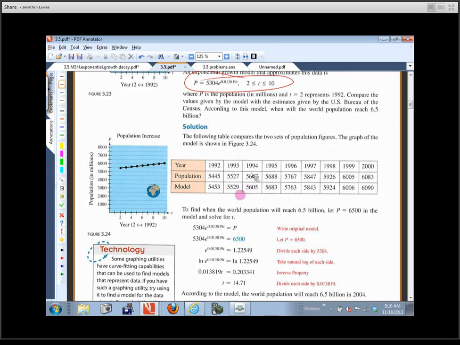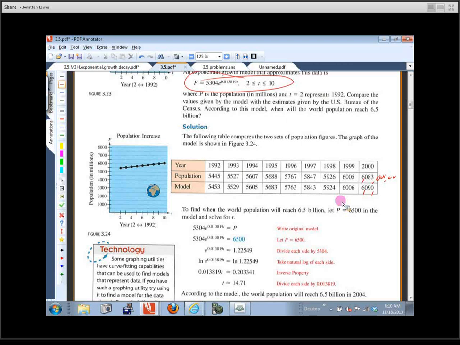So down here, they went through and they said, here are the actual populations, and here's what the model predicts. And you'll notice that it's pretty darn close. Just compare number to number. Actual population to what the model says. It's pretty close. Here it predicts the population in the year 2000 is going to be 6,083 million. Okay, right here, the model suggests that the population is going to be 6,090 million. Okay? So the model works pretty well.